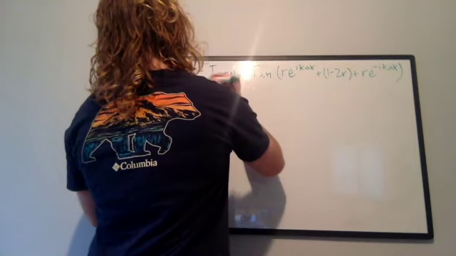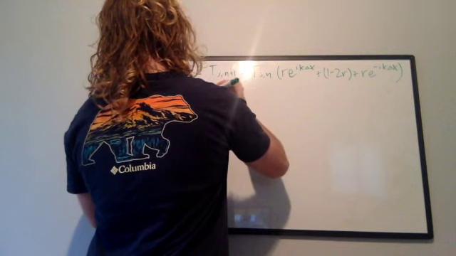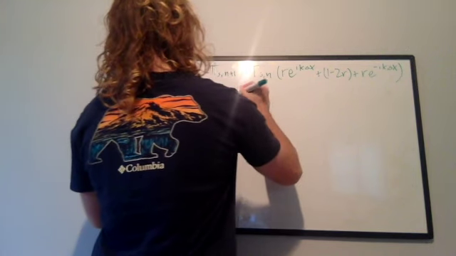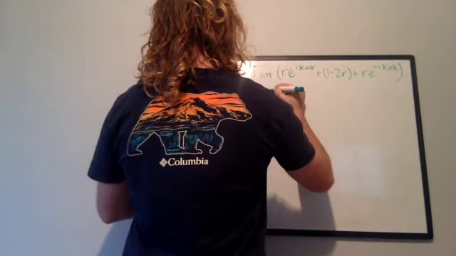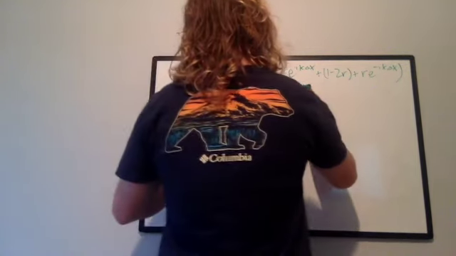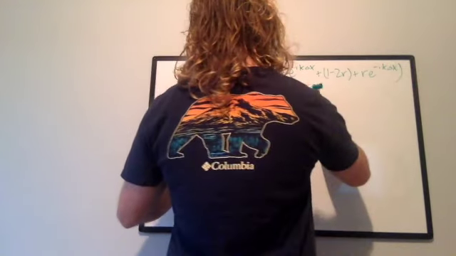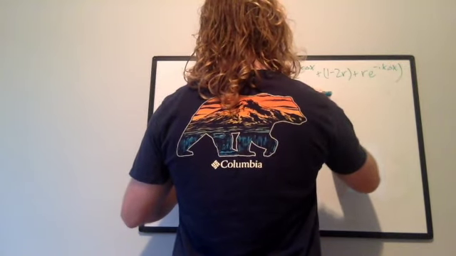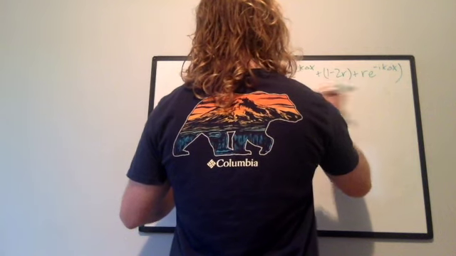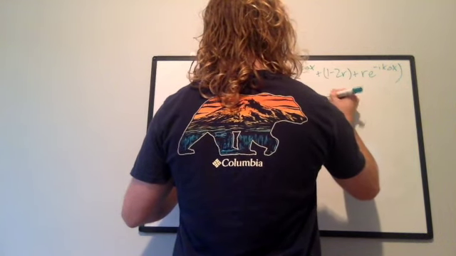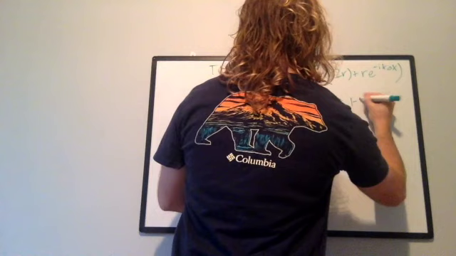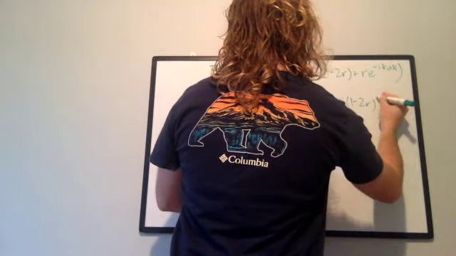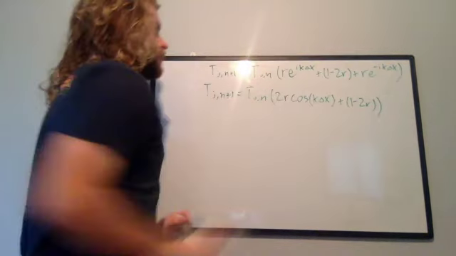Alright, so we have T_j^(n+1). T_j^n is still out front. And then we have 2, because we're going to be adding them, 2r, and then this is going to be the cosine of k delta x. And then we also have this plus 1 minus 2r. And there you have it. This is going to be our new expression over here.